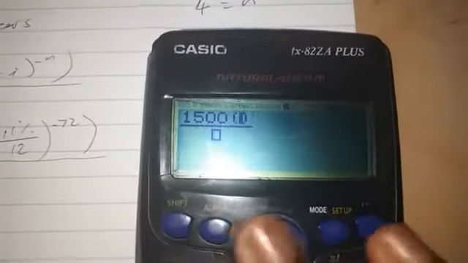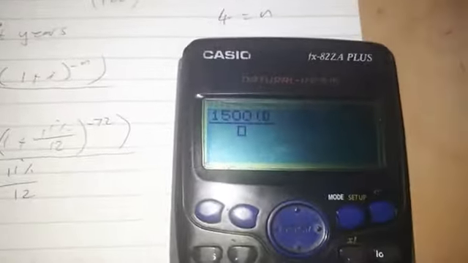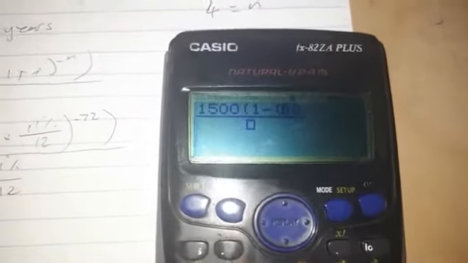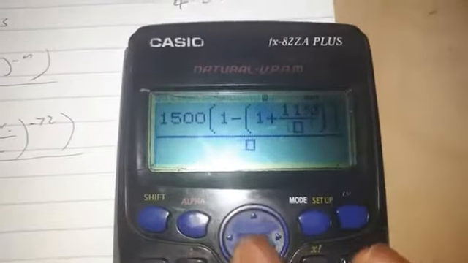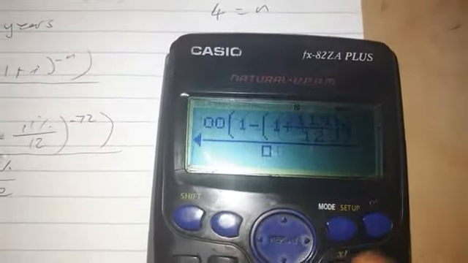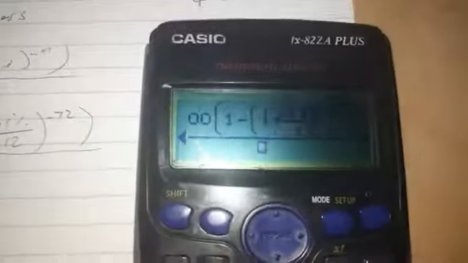Okay, let's put all this in the calculator. Let's see, 1,500. And then it's like 1 minus, and then it's like 1 plus 11%. You see, don't forget the percentage symbol if you like to do it the way I do. And then it's negative 72.